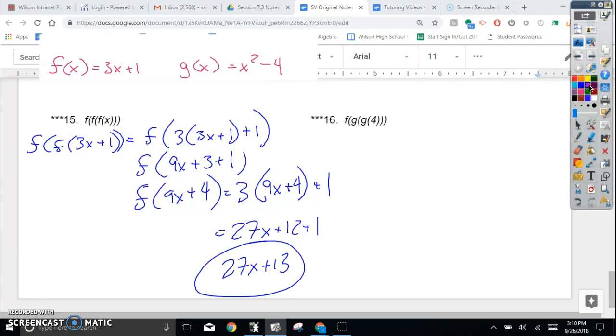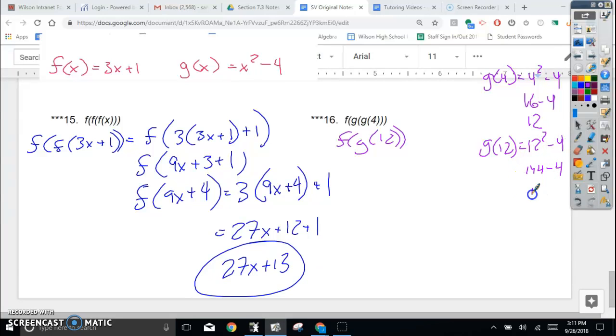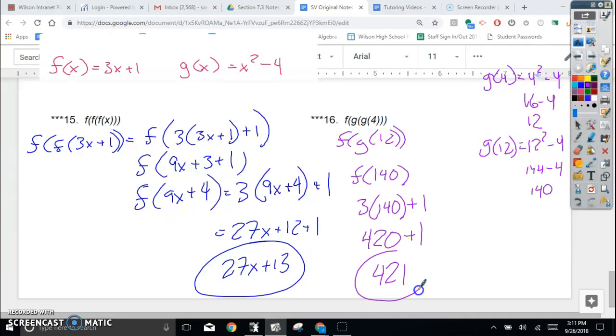Okay? Now with f of g of g of 4, let's start with g of 4 and work our way out. That's 4 squared minus 4, so that's 16 minus 4 is 12. So now I got f of g of 12. So it looks like I need to do g of 12 next. So 12 squared minus 4, that's 144 minus 4, so that's 140. So f of 140 is my next one, which would be 3 times 140 plus 1, because 3x plus 1 is f of x. So this would be 420 plus 1, so we're looking at 421. So we did this first, this second, this third. We worked our way down.